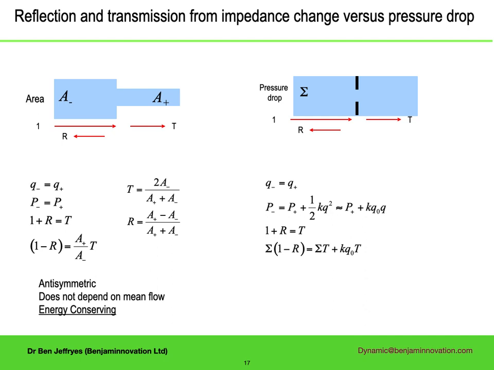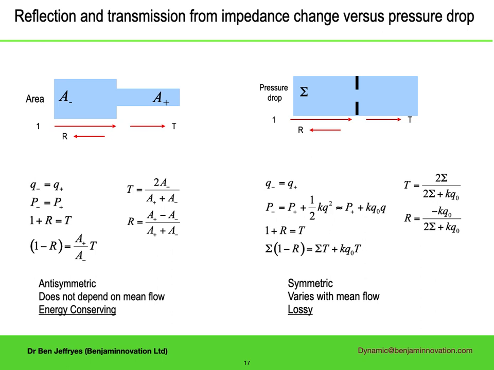It's non-linear, so there is a dependence on mean flow rate, but we can linearize, and similarly match pressures and volume flow. Here, I'm assuming that the area is the same on both sides of the orifice. We can calculate reflection and transmission like before. It looks quite different though.